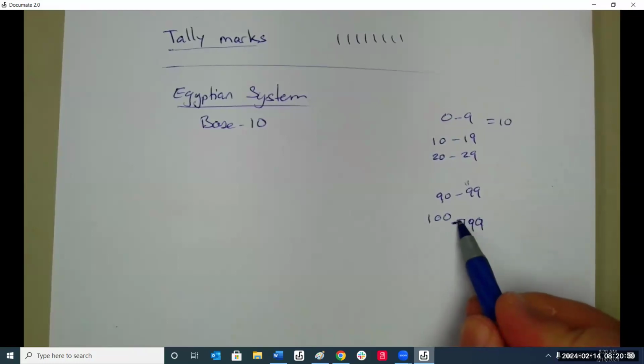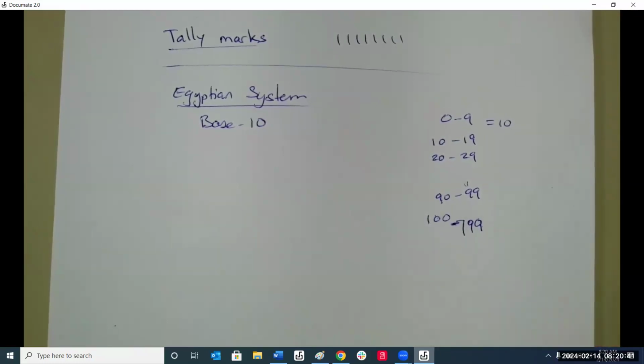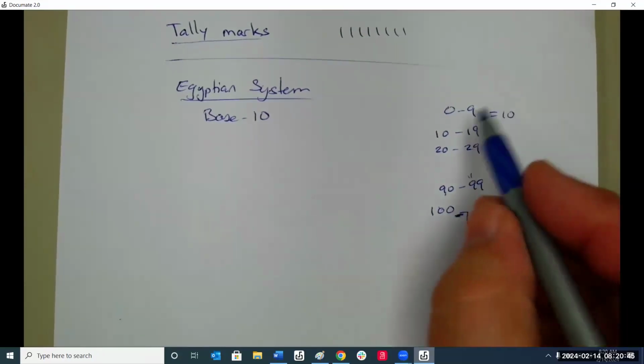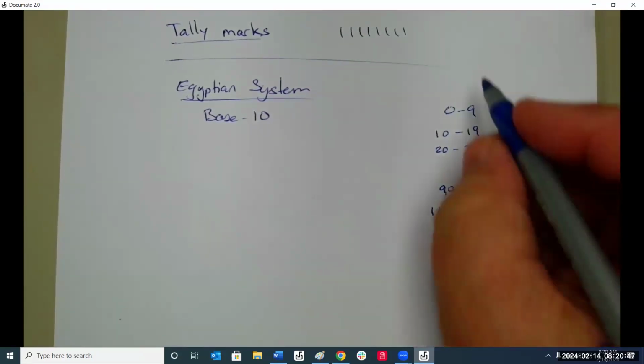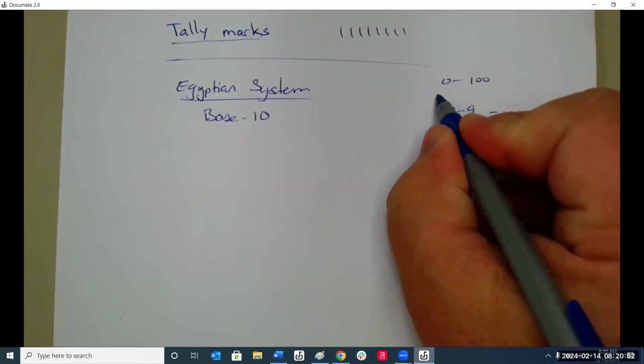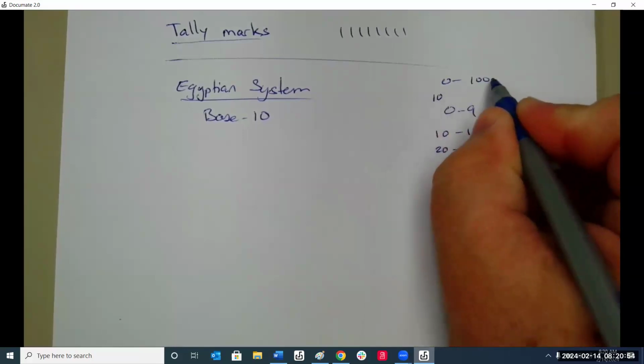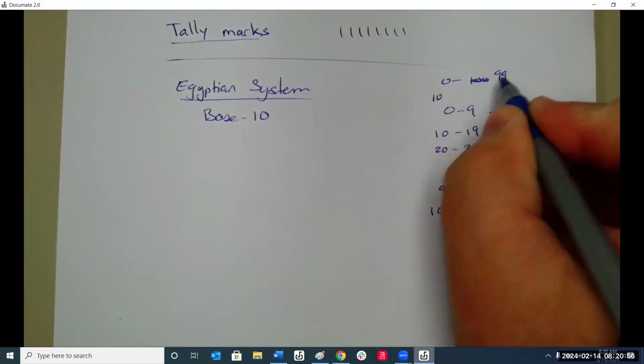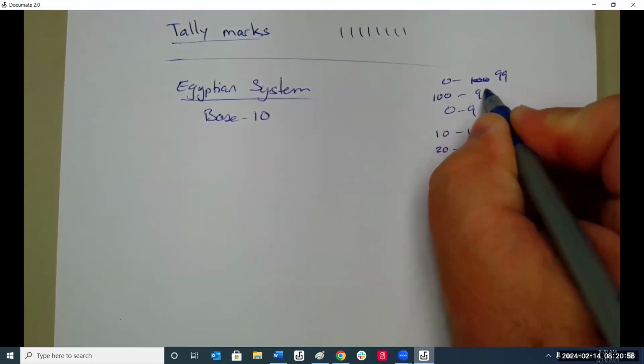So there we have from 100 to 199. This is what we're looking at here. These are all base 10 systems. That's why we go from 0 to 99, then from 100 to 999.